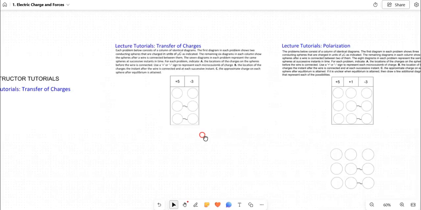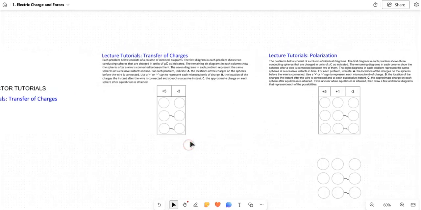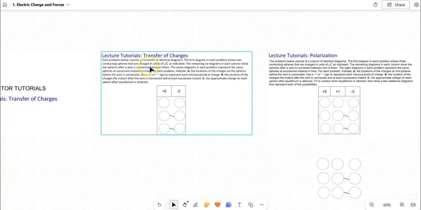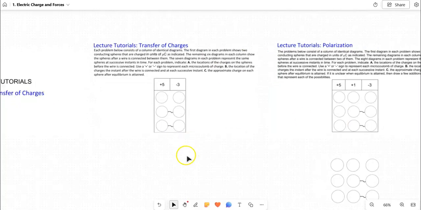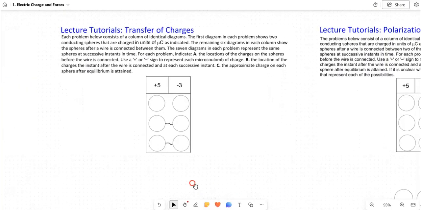In these tutorials there are two different types of tasks. One where you're just working with the transfer of charges, just like at the end of 1.1. And the other is about polarization and how polarized objects will draw or push electrons. So let's start with the transfer of charges.